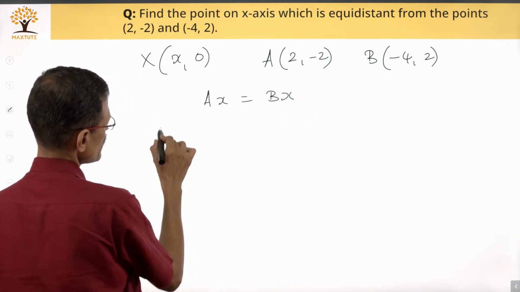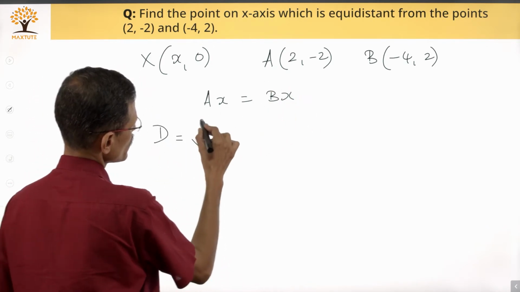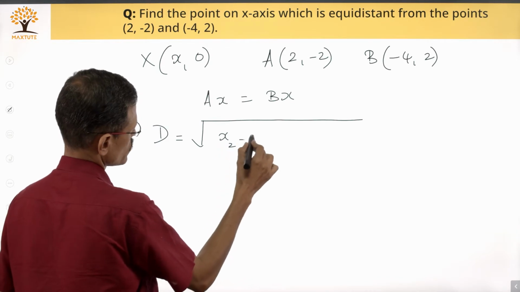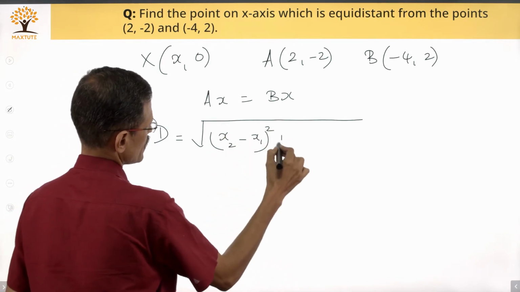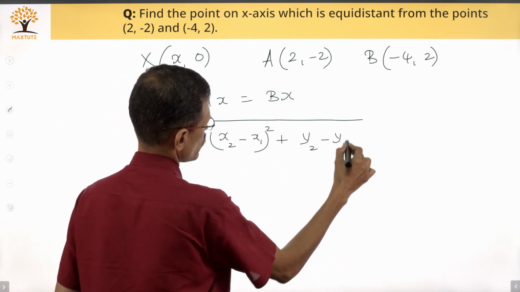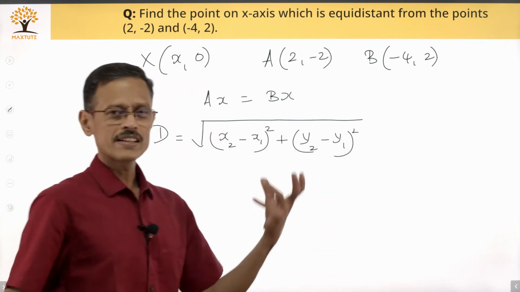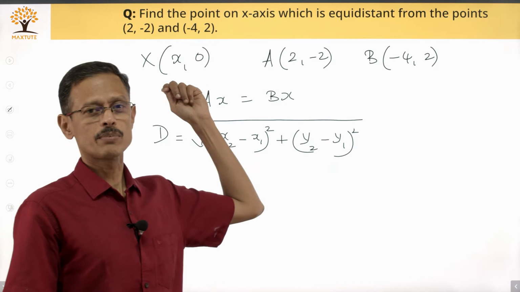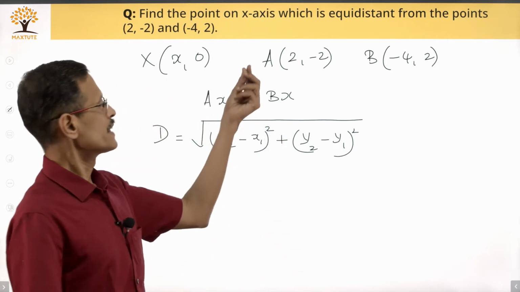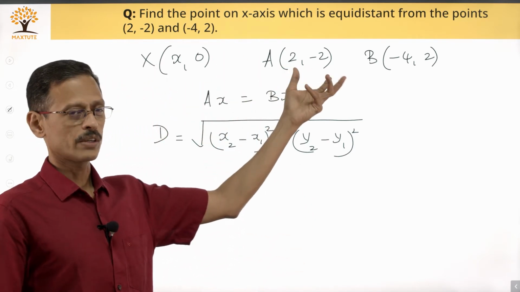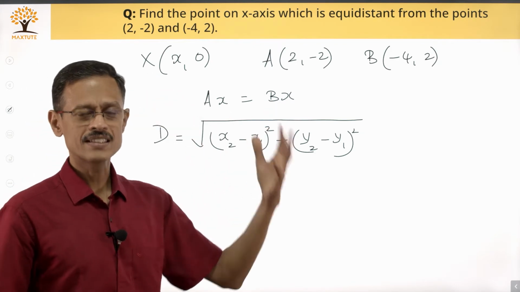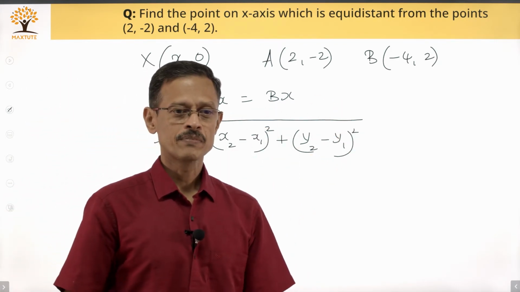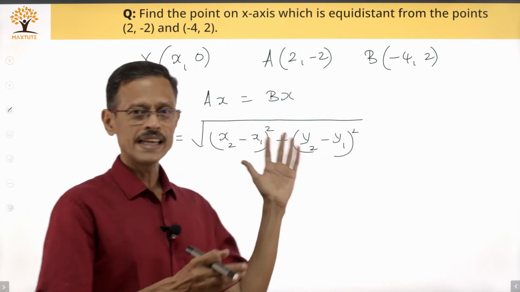What is the distance formula? Distance formula: D is equal to the square root of (x2 minus x1) the whole square plus (y2 minus y1) the whole square. So for example, if the coordinates of point A are (x1, y1) and the coordinates of point X are (x2, y2), then this will give us the value of AX. Similarly, we will get the value of BX. So if it is equidistant, we know AX equals BX.